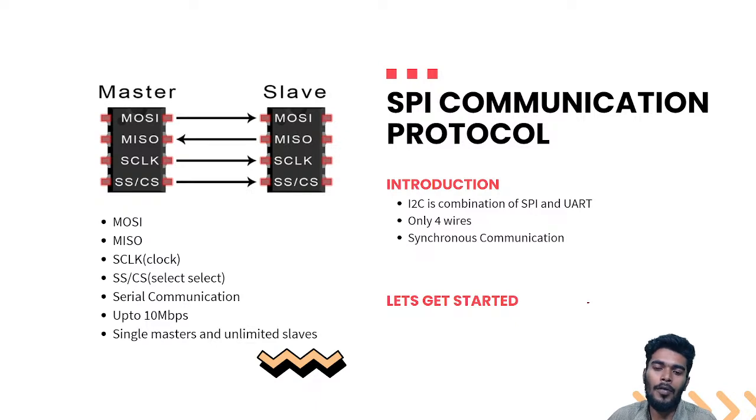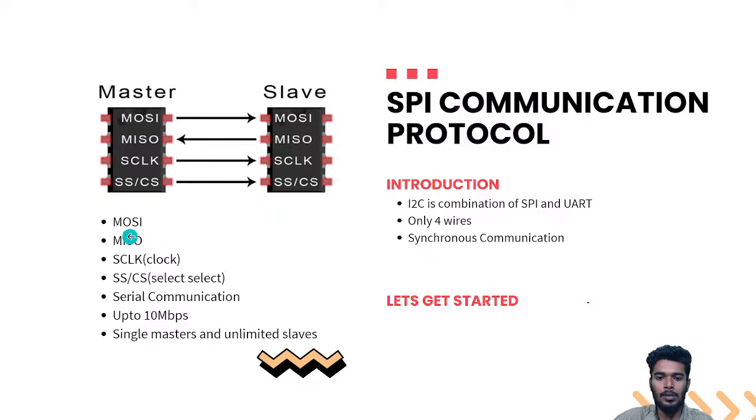For a scenario, if I connect 3 slaves, I will connect 3 slave select pins to those three slaves. If I want to communicate with the first slave, I will give the input to the slave select pin, then the data will be sent to or requested from slave 1. If I want to get data from or send data to slave 2, I have to select the slave select 2 pin. Likewise, we will see it in the upcoming slides.